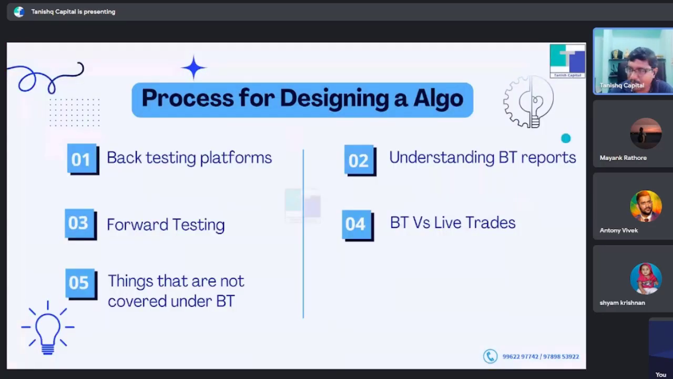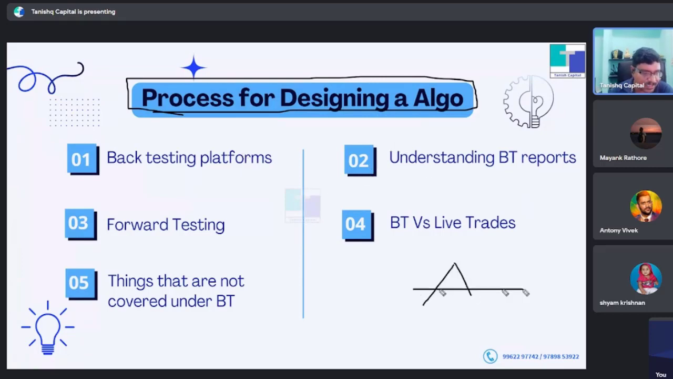Next, how do you design a process? First of all, how do you design an algo? Let's assume that I have a process of selling a straddle, then closing at 3 o'clock. Let's assume that this is my simple process. If I take it just as an idea, how do you test this? You have to go to a backtesting platform. They will ask what your condition is, around 9:15 or around 9:30. If I wanted to take the at-the-money straddle as a process, this is my idea.